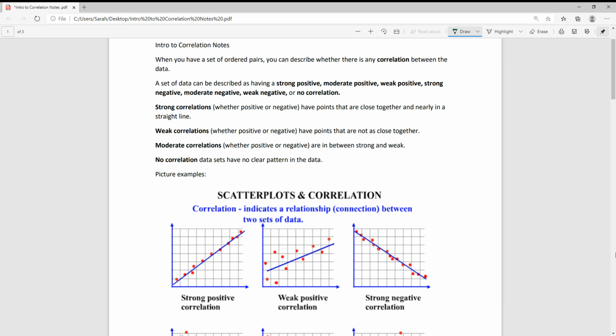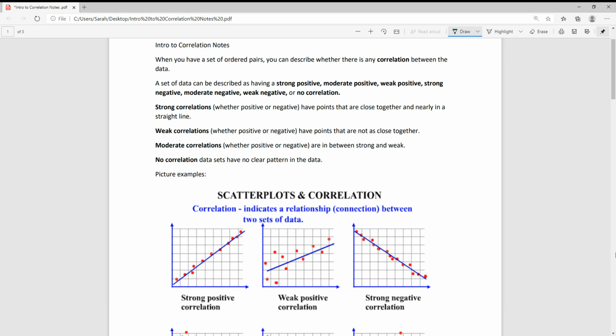Hello, today we're going to start talking about correlation. Anytime you have a set of ordered pairs, which usually we're going to see as either points on a graph, which is what we'll see today, or in a table of those ordered pairs, you can describe whether or not there's any correlation between the data. We can talk about those correlations being strong, weak, moderate, or none. And we can talk about those correlations being positive or negative.